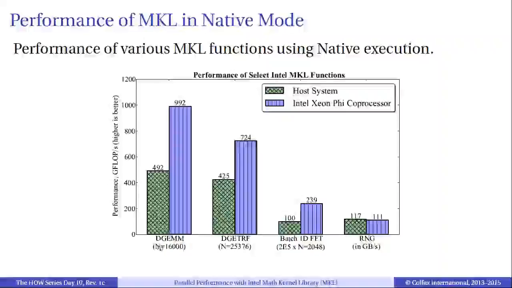The first set of bars is the performance of double precision general matrix-matrix multiplication on the host and on the Xeon Phi coprocessor. In double precision, Xeon Phi delivers almost 1 teraflop per second of performance, and Xeon delivers about half of that. Another function, and these are measurements in the native programming model, so there is no data movement between the CPU and the Xeon Phi.